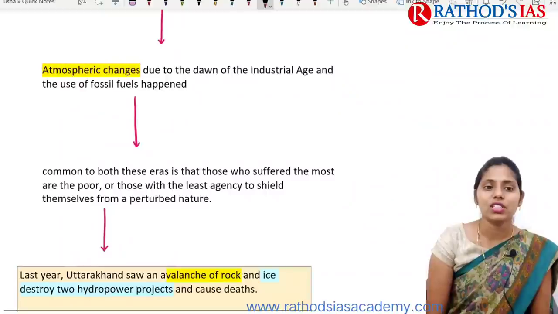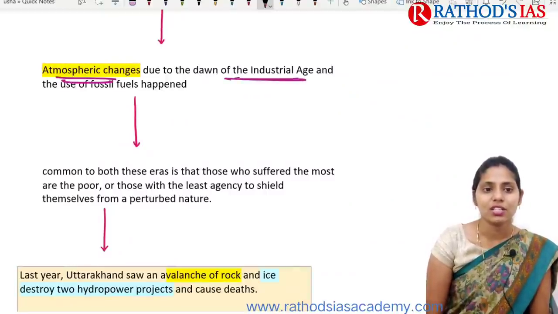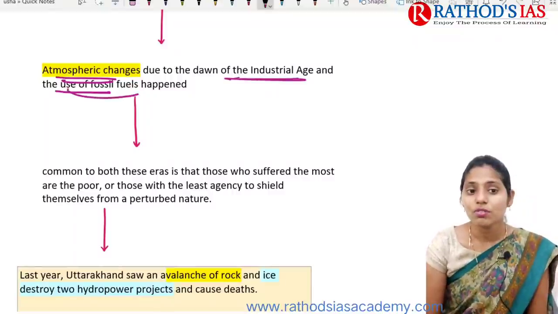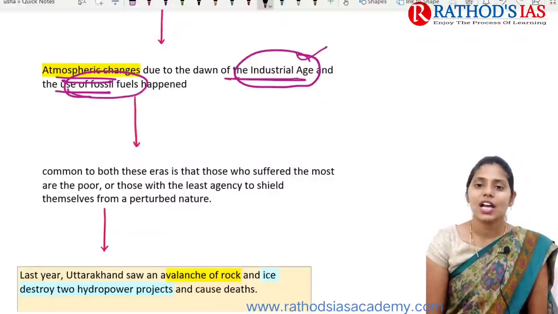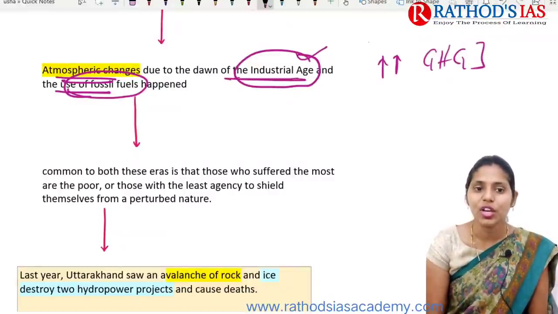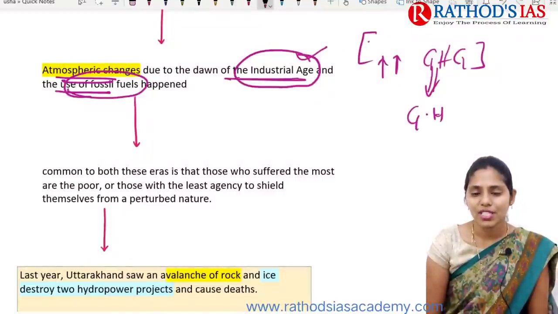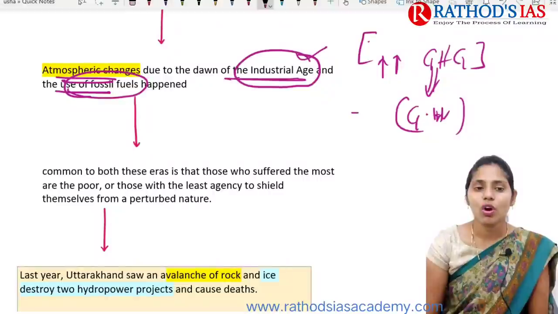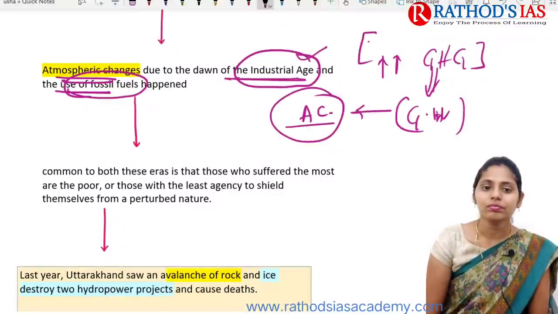And we are even facing some atmospheric changes due to the industrial age as well as the use of fossil fuels. Because of the use of fossil fuels and industrialization, a lot of greenhouse gases are released into the atmosphere. Because of these greenhouse gases, global warming is happening, and because of this global warming, we can see atmospheric changes mainly happening.